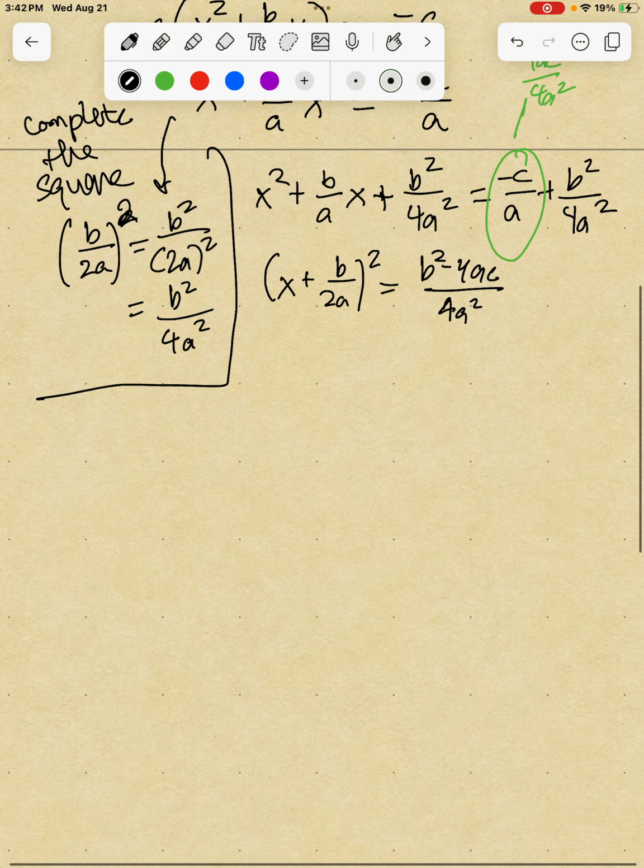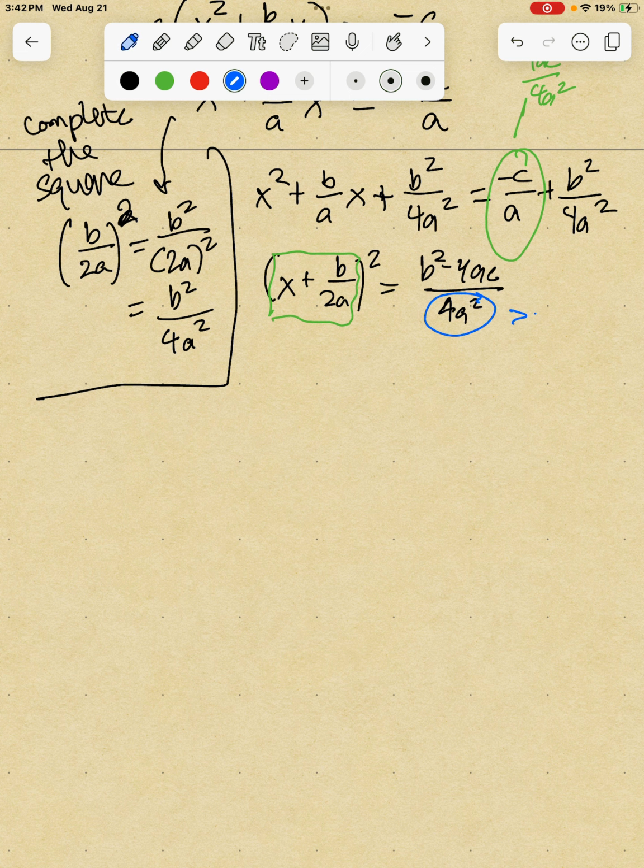Now I have something in parentheses squared equals something. And so now I can say what the inside is. Well, there's a bit of a catch. Notice that 4a squared here is positive. Now the b squared minus 4ac may or may not be positive. And notice that on the left-hand side, I have something squared, so it's always going to be greater than or equal to 0.